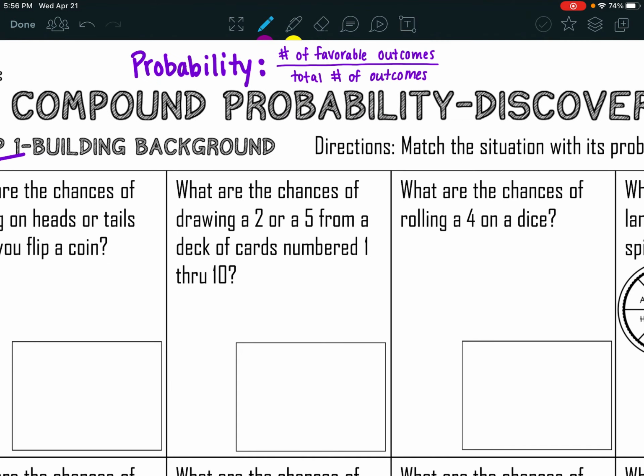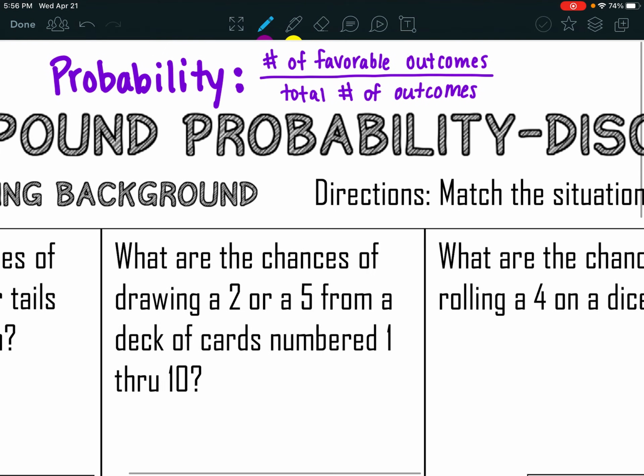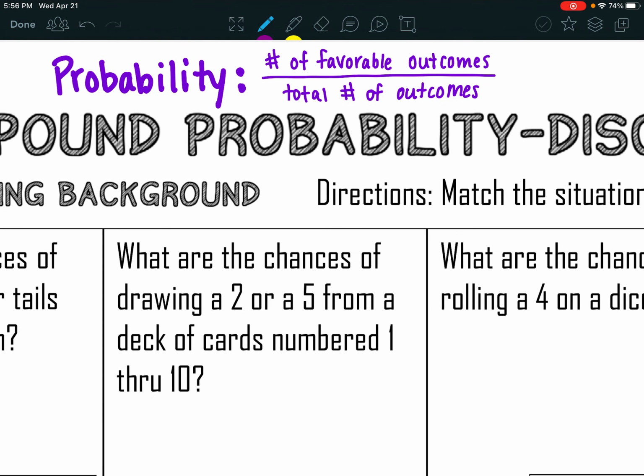So I wrote up here at the top how to figure out probability. The top number, it's always a ratio. So the top number is the number of favorable outcomes. So what are we looking for and how many of those outcomes are possible? And then the bottom number is always the total number of outcomes.